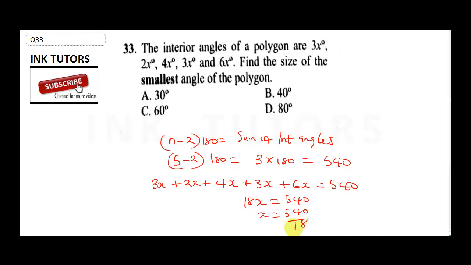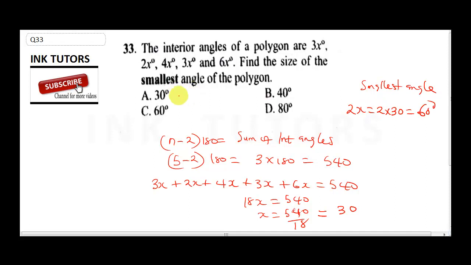So, what can divide here? Looking at this, if you divide through, 18 times 1 is 18, 18 times 2 is 36, 18 times 3 is going to give us 54. So that means our x is equal to 30. Now to get the smallest angle, which is 2x, that is 2 times 30, which is 60 degrees. So our final answer is 60 degrees. You have to be careful because you weren't asked to look for x.